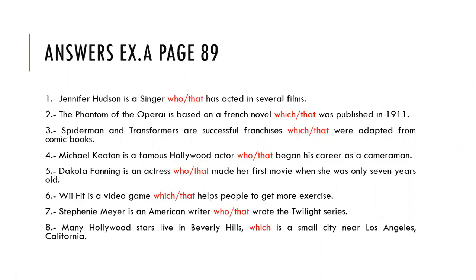Number 6, Wii Fit is a video game. We are talking about a video game, it's an object. We're going to use which helps people to get more exercise. 7, Stephanie Meyer is an American writer who wrote the Twilight series. And finally, number 8, many Hollywood stars live in Beverly Hills, which, here we have only one answer, which is a small city near Los Angeles, California.